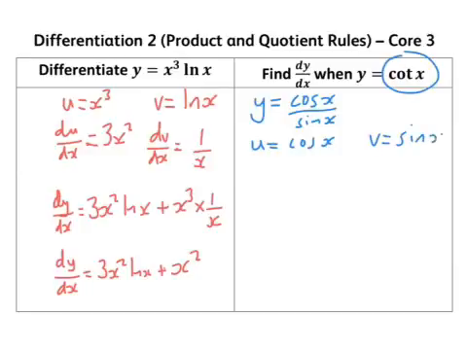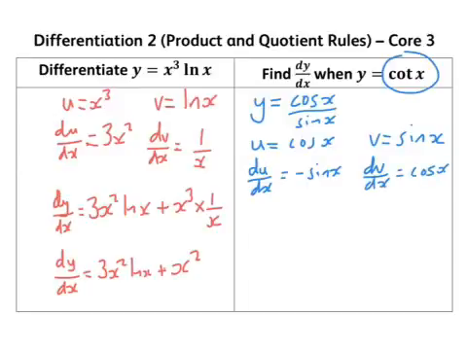Now, the quotient rule is given to you in your formula book. It's not very nice to look at, but it is derived from the product rule, funnily enough. So there you go. Again, we've got to find du/dx, which is going to be minus sin x. The other thing I did mean to say at the beginning is I know we've got the standard differential of cot x, but this shows you where it comes from. So here we go, dv/dx is going to be cos x.